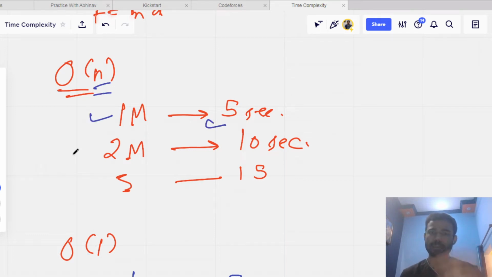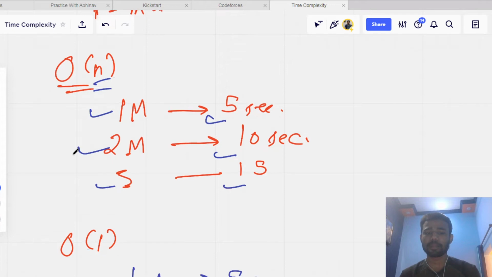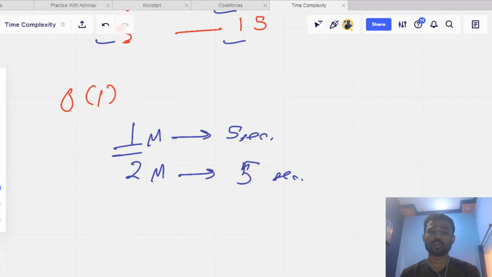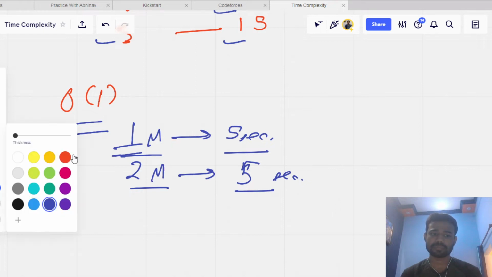Let's take it hypothetically, we are taking such examples. For 2 million it is 10 seconds. For 3 million it is 15 seconds. But when it is constant, for example O(1), then it doesn't depend on the input data. So for 1 million also it is 5 seconds. For 2 million also it is 5 seconds. For any amount of data, fine, it is 5 seconds.